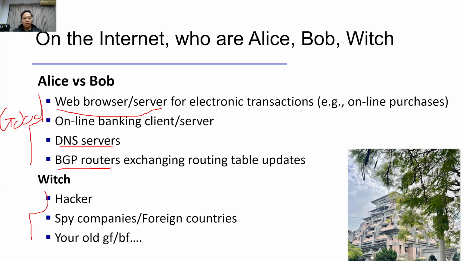About the witch, this is bad, because this can be a hacker, a spy company, or a foreign country that wants to intercept the communication between two embassies, or maybe some bad girlfriend or boyfriend.